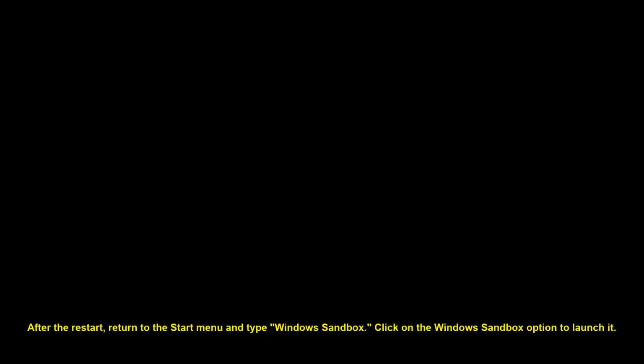After the restart, return to the Start menu and type Windows Sandbox. Click on the Windows Sandbox option to launch it. If it opens successfully, you have authorized Hyper-V correctly. If it doesn't open, navigate back to the Windows Features dialog.